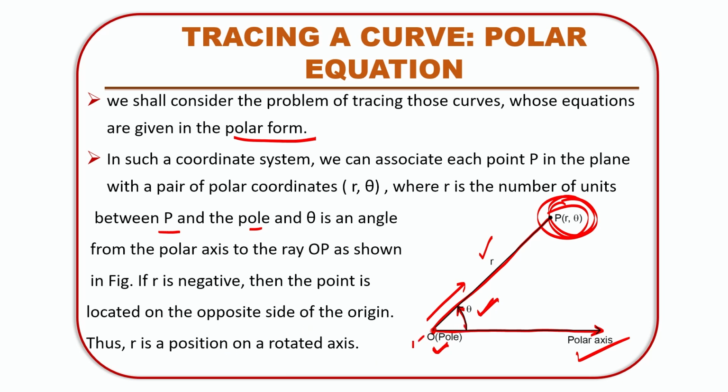If any point Q is located here, that means this angle is taken like this, anti-clockwise from the polar axis. As you can see, the angle increases and then it leads to the negatively situated point. So Q is here, right?